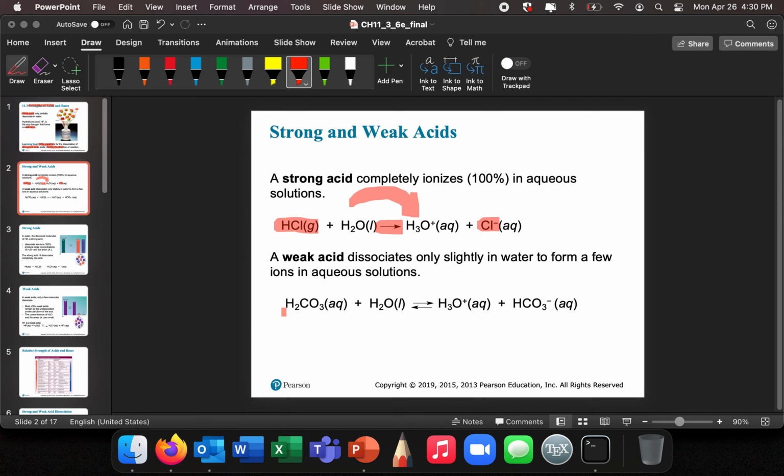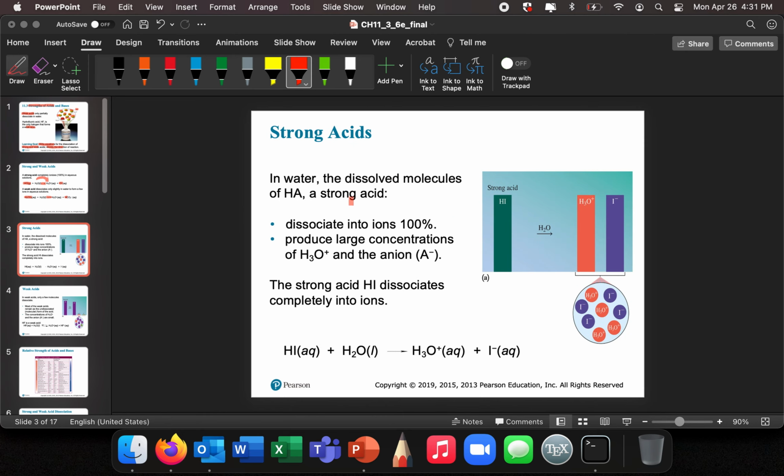A weak acid doesn't go 100%. So if I have carbonic acid here, some of them donate the H plus, but we show this bidirectionally to indicate that some of them don't. So if you look at a bucket of these things, you're going to find both HCO3 minus in it, which we call bicarbonate or hydrogen carbonate, and we're going to find carbonic acid, both of them in solution. They do not all go, okay?